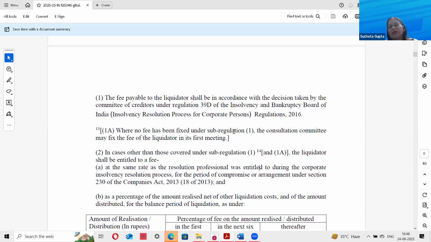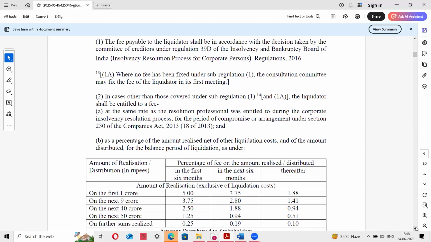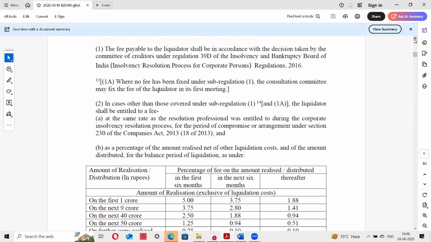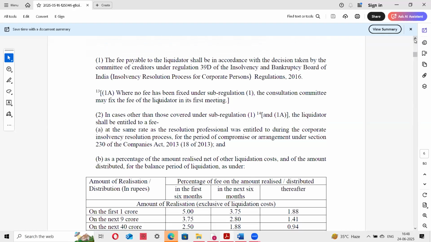No, sir. It is based on realization. Yes, sir. It is based on realization and disbursement. This is perfect, sir. Why first meeting only? Sir, at least in the first meeting they should decide the fees. Otherwise, they will not decide the fees later on also. But in the first meeting, they may say that we have to take a decision and we will discuss it in the next meeting.